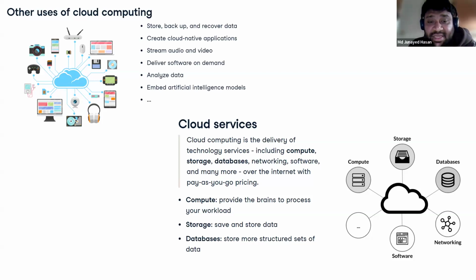And database is also important because all the data, in a structured or unstructured way, we save in the databases, right? These are the necessity and practical implementations of cloud that we can see in our day-to-day life.